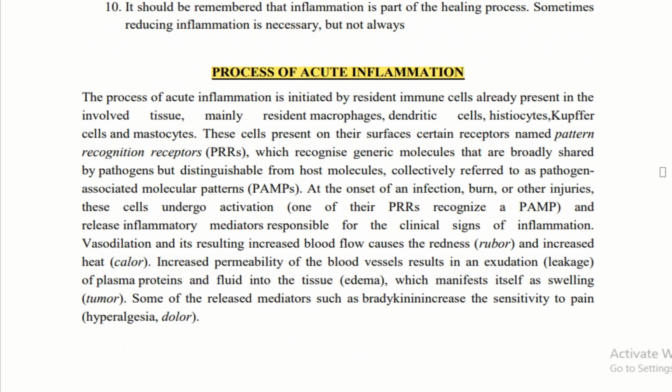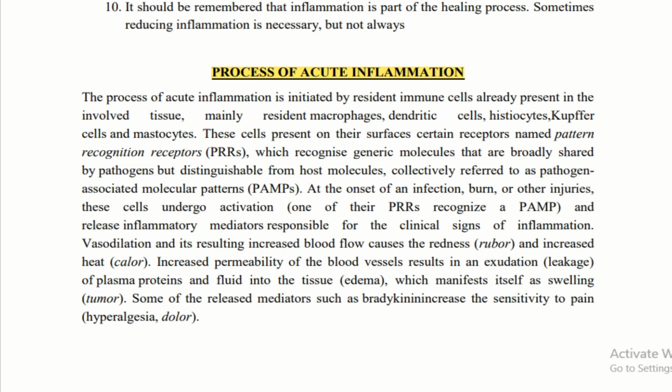Next is the process of acute inflammation. The process of acute inflammation is initiated by resident immune cells already present in the involved tissue, mainly resident macrophages, dendritic cells, histiocytes, Kupffer cells, or mastocytes. These cells present on their surface a receptor called the pattern recognition receptor, which recognizes generic molecules that are broadly shared by pathogens but distinguishable from host molecules, collectively referred to as pathogen-associated molecular patterns.